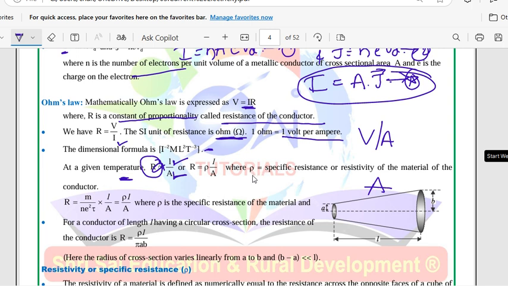Where rho is the specific resistance, or the resistivity of the material of the conductor. Rho is equal to m divided by n e square into tau. This is the resistivity of the material. So L by A as it is, whereas rho is equal to m divided by n e square tau.